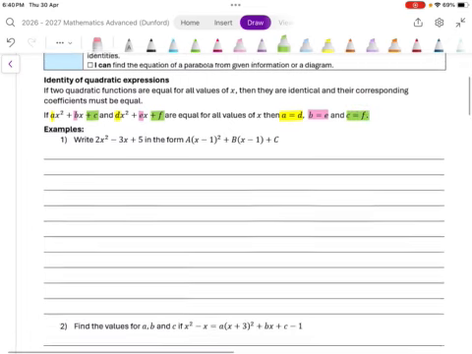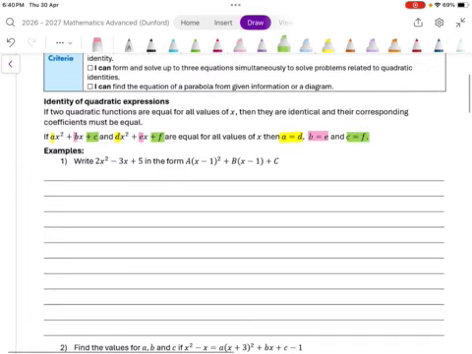So in our first example here, we want to write 2x squared minus 3x plus 5 in the form of a lots of x minus 1 all squared plus b lots of x minus 1 plus c. So what we're going to do is grab this form that we want to write in, a lots of x minus 1 all squared plus b lots of x minus 1 plus c, and we're going to expand this.